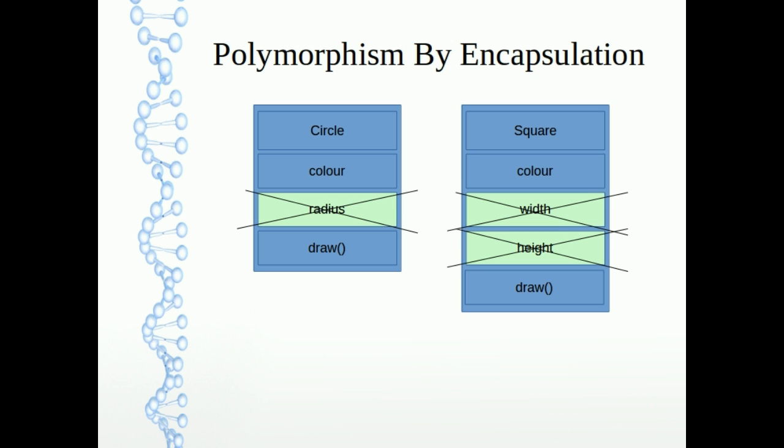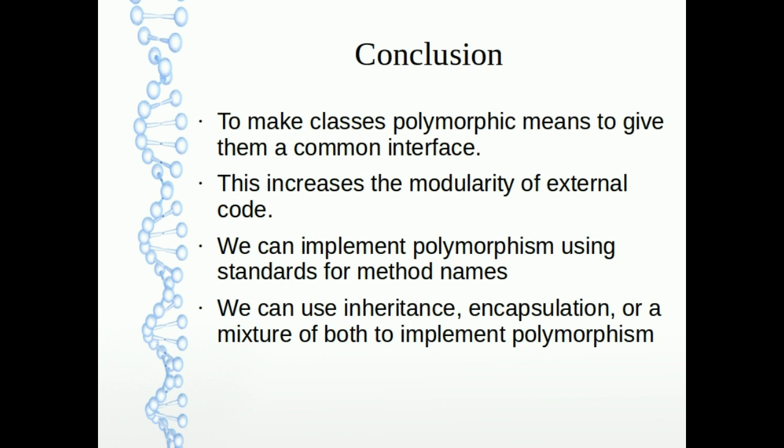This means that as far as external code is concerned, objects which are either circles or squares can be treated the same. They are now completely polymorphic with one another. They have different structures, but they have the same interface. Remember also that by encapsulating these members, we are not preventing the draw method from having access to them, as the code for the draw method is part of a class declaration and is not external code.